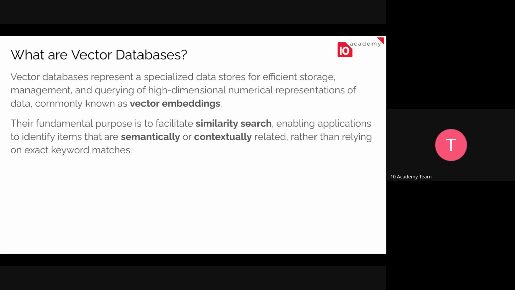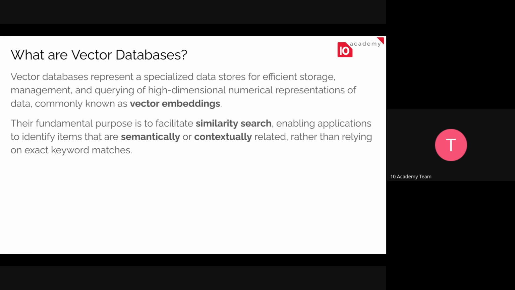So what this basically means is your data, it could be text, it could be image, it could be anything, is going to be transformed into this numerical embedding, or vector embedding, which we call. And the fundamental purpose of this vector database is to enable similarity search, so they enable the application to identify items that are semantically or contextually related or similar, rather than relying on exact word match.